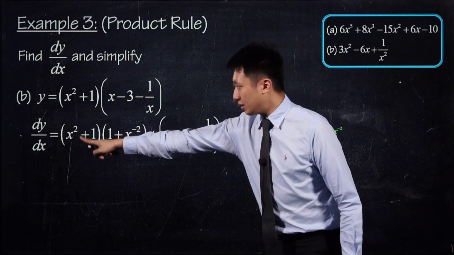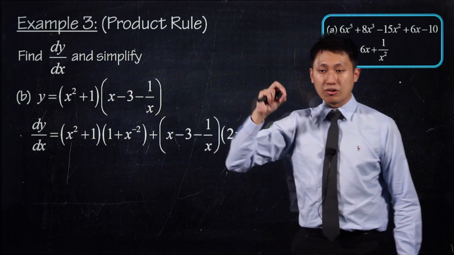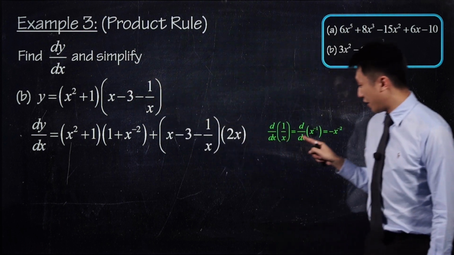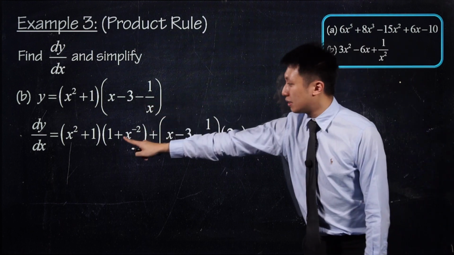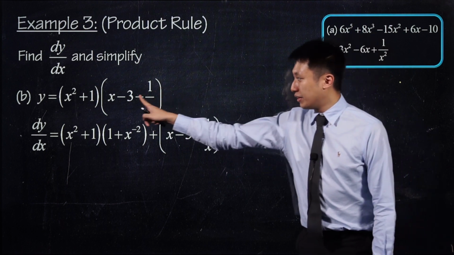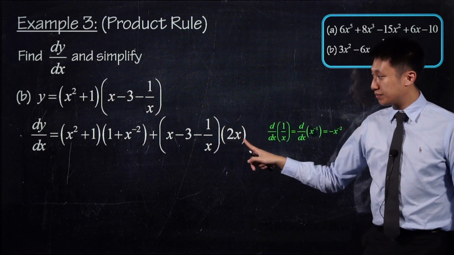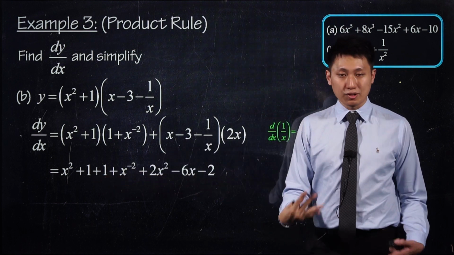You have this one, u v prime, v prime here. Differentiate 3 is 0. Differentiate this one, you get negative x to the power -2, but the negative and the negative will be cancelled off. That's why you have a positive. Then you have this v u prime, so you have 2x here. Then expand them. You know how to expand?